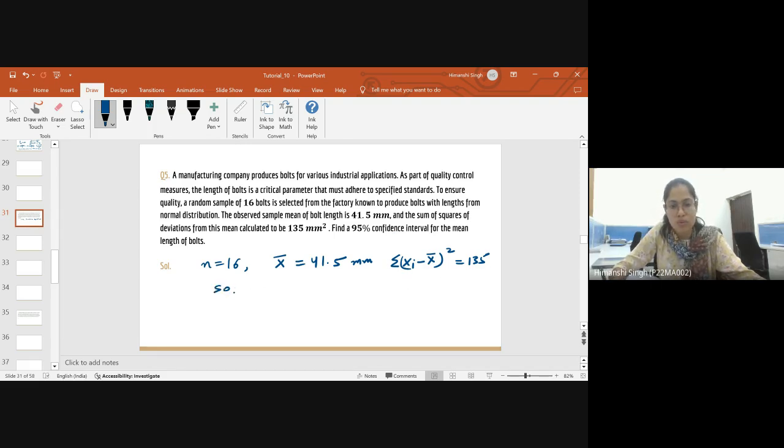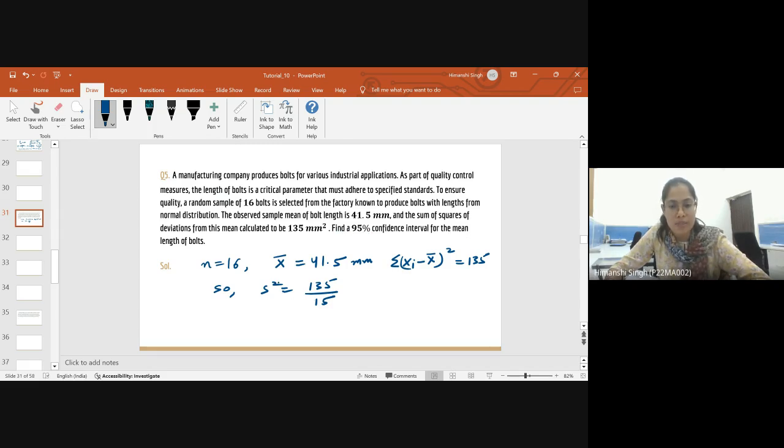So s square will be 135 upon 15, because we have 1 upon n minus 1 summation. So this is very important. You just don't directly write that s square is 135. It is given as sum of squares of the deviation from the mean is calculated to be 135 mm square. So s square will be 135 by 15. Okay. Now we need to find out the 95% confidence interval for the mean.